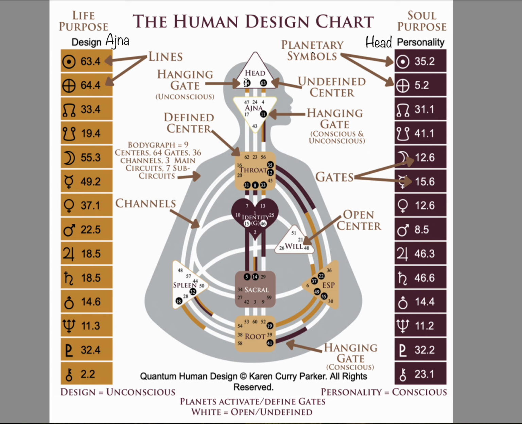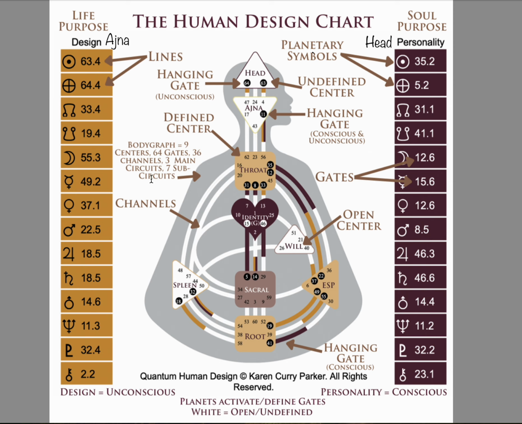So the circle is a gate, and then across from it is another gate. So when you have one gate that is activated and another gate that is not activated, that is considered a hanging gate. But if you have a gate like gate 12 here, it's colored in, and then gate 22 is colored in, that makes a channel. So you're going to have circuitry or parts of circuitry throughout your chart as well.